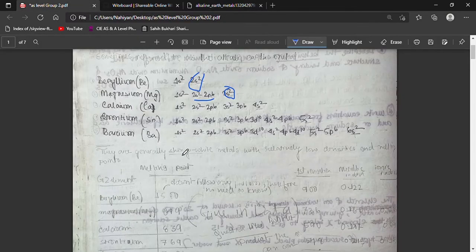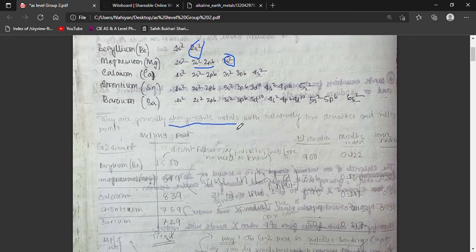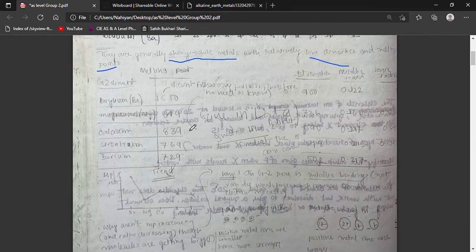So moving on, they are generally shiny white metals with relatively low densities and melting points. So that's their physical property. Moving on, we have the melting points.